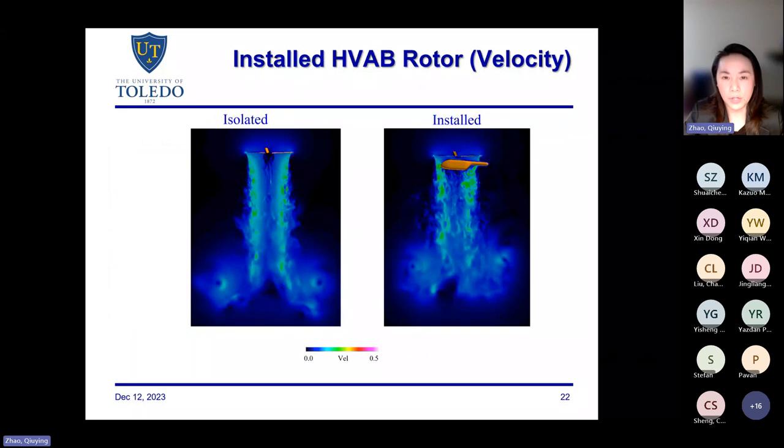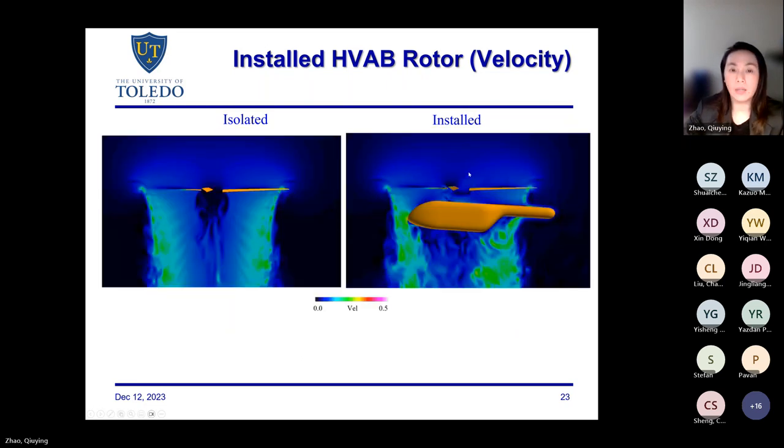And here is the illustration of the, I believe that's the downward velocity. That's the comparison between the isolated rotor and the installed rotor. From the isolated rotor, even though we can see the details of the vortices, the flow field is kind of symmetric. If you look at the right-hand side, the installed rotor, because of the existence of the fuselage, we can see the interaction between the rotor blades and this fuselage. Here is the close view of the downward velocity between the isolated rotor and installed rotor. We can see more clearly the interaction between the rotor and fuselage.